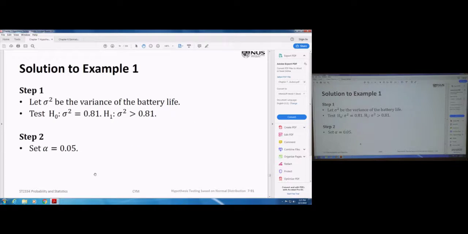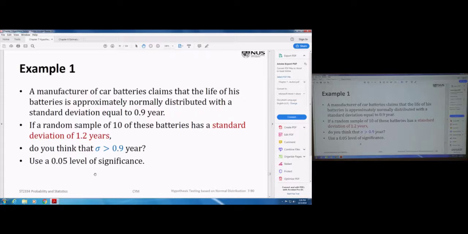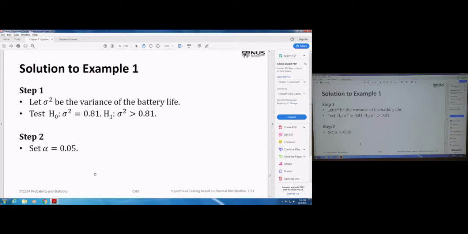This is straightforward. We're testing the variance of the battery life. Of course, we want to test the null that sigma squared is equal to 0.9 squared against the alternative that we exceed it. So it's sigma squared. You could do sigma, I suppose. It doesn't really make much difference, but then you have the square root of chi-square, which is less pleasant. So we now set the null hypothesis. The significance level was given to us at 0.05.